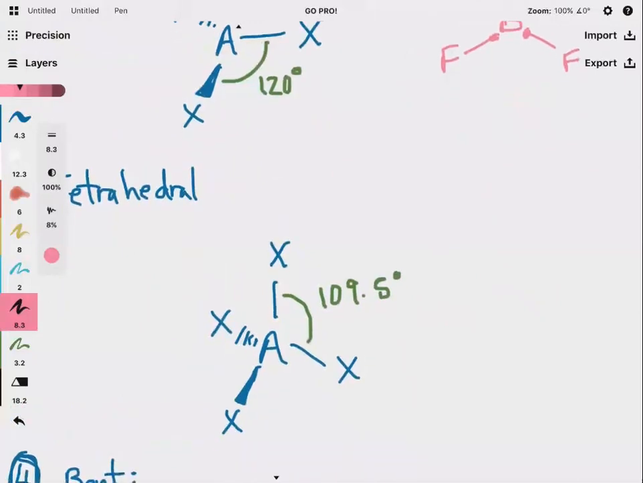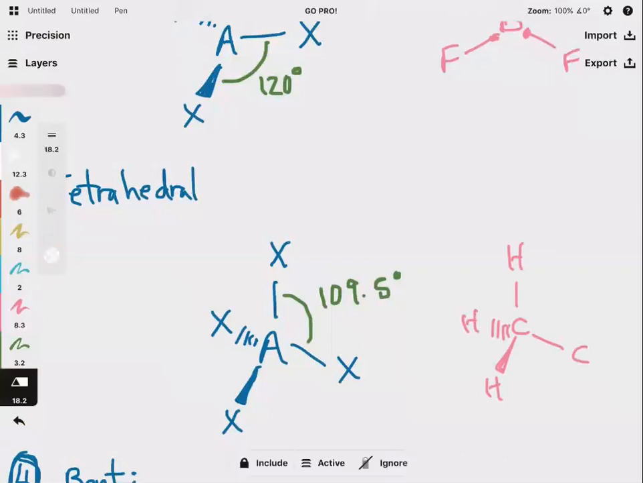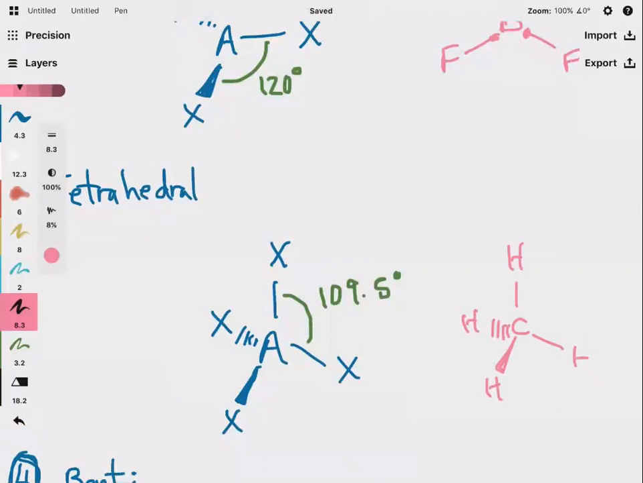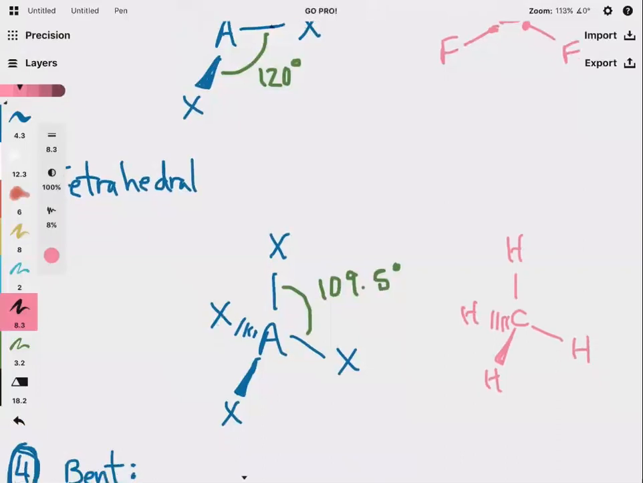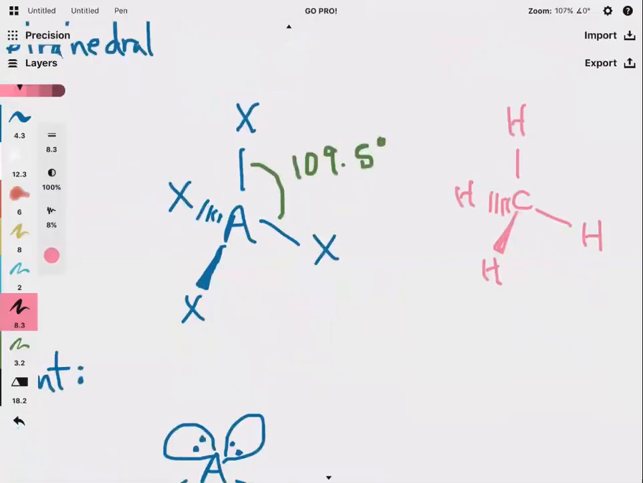Tetrahedral is just our old friend methane, or any 4 atoms that are bonded to a central carbon. No extra lone pairs left over. I put an H or C; I could have left it as a C. No extra lone pairs left over on that central carbon.